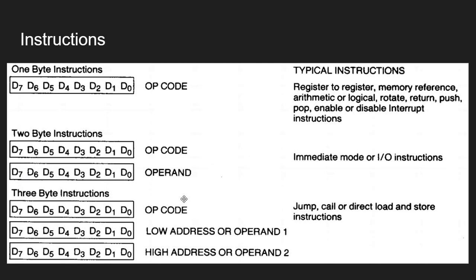3-byte instructions contain an opcode again in the first byte, and then either an address or operand 1 and operand 2. So in all three cases, the first byte contains an opcode. This is used to identify the instruction type.